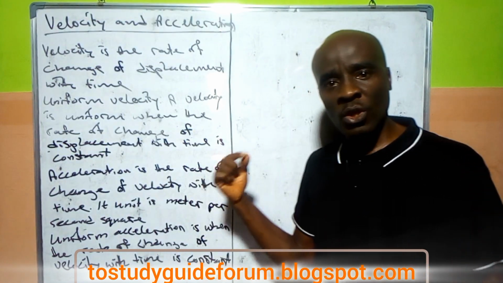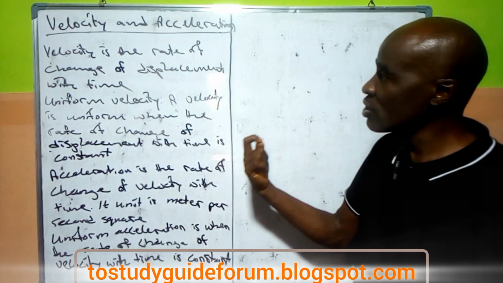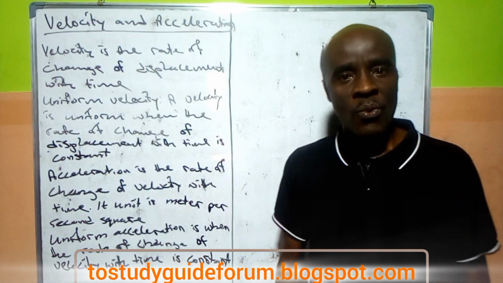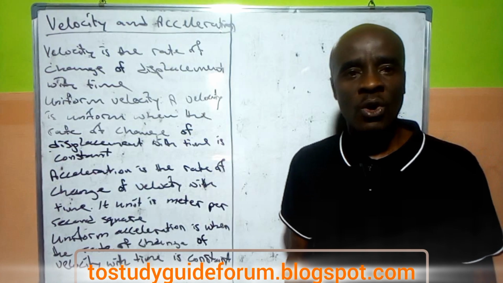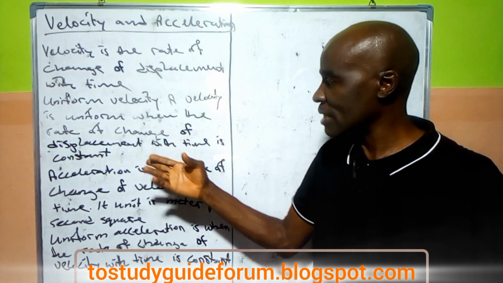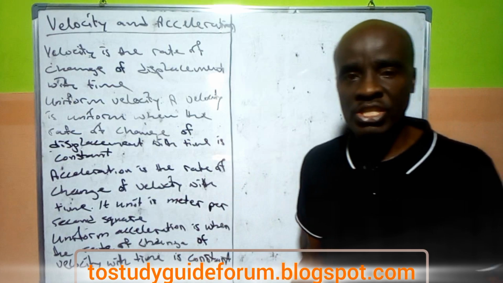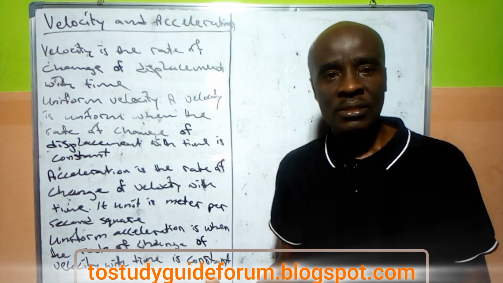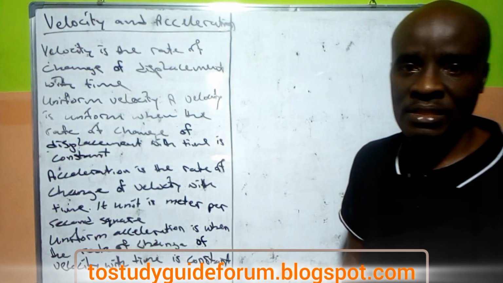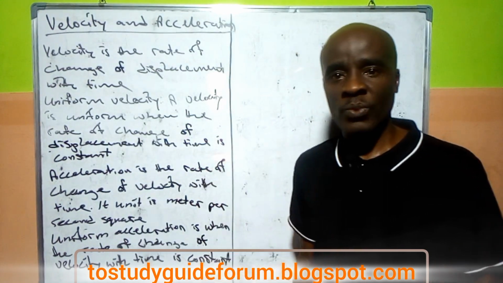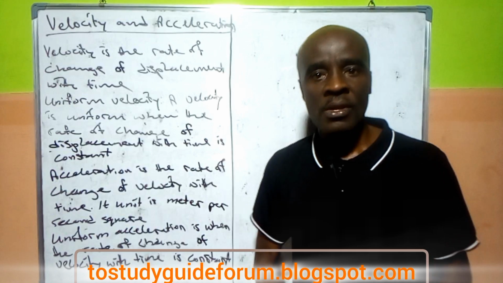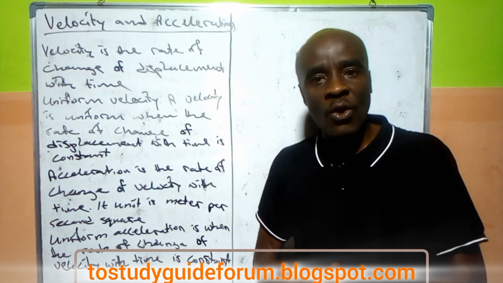But before that, I want us to know that when velocity is not constant, when your velocity is variable, we say the rate of change of displacement with time is what? Not constant. When it's not constant, we say it is what? Variable.